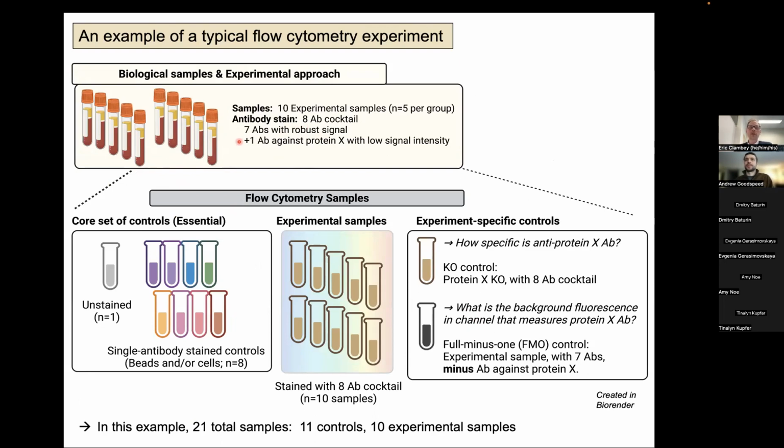But there's one antibody against protein X that only gives a low or limited signal intensity. So what samples do you need? What controls do you need for this type of an experiment?